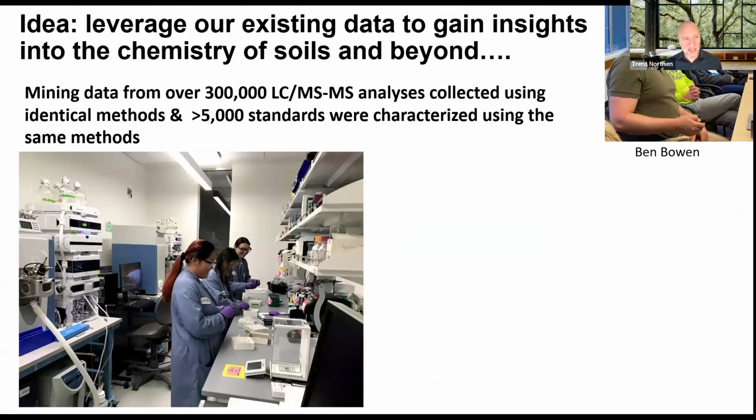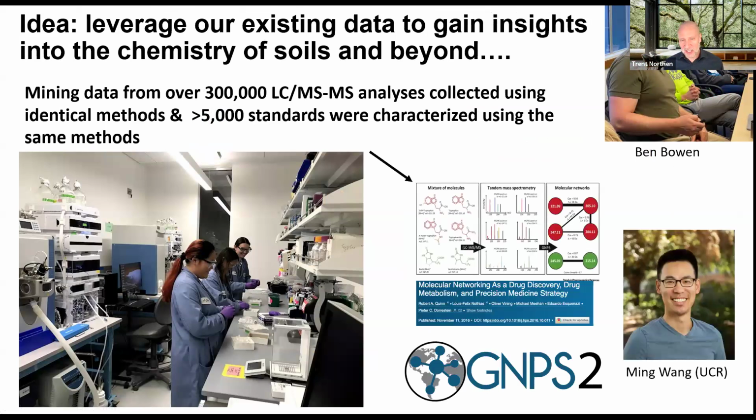So Ben Bowen had this idea that we've been collecting data using the same LCMS methods for a long time now, and we have over 300,000 runs. Maybe we could use this to do some sort of global analysis. Maybe we could use chemical networking, like what's available in GNPS2, to link known and unknown molecules together using cosine similarity type metrics to be able to propagate annotations from knowns to some of these unknowns.